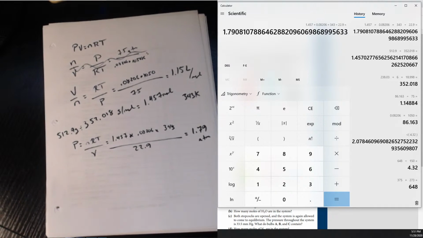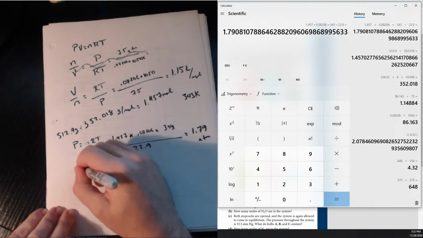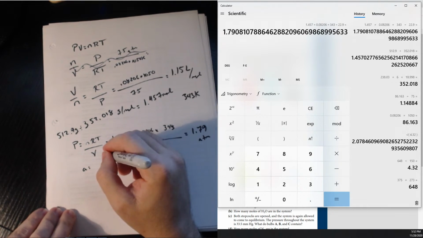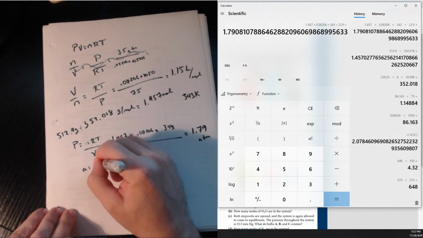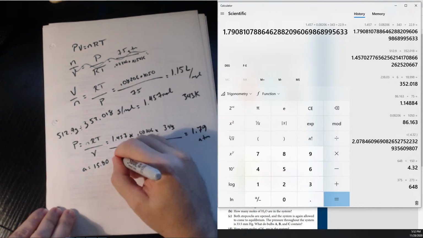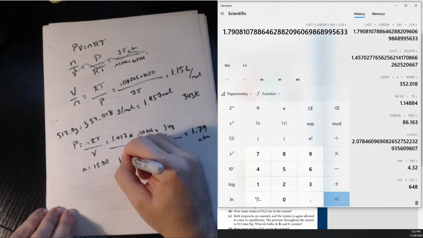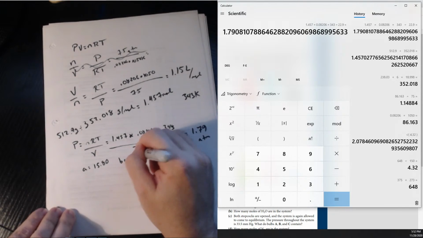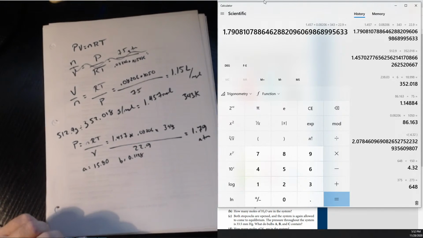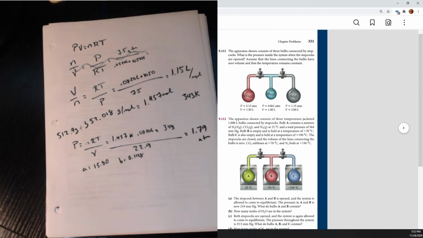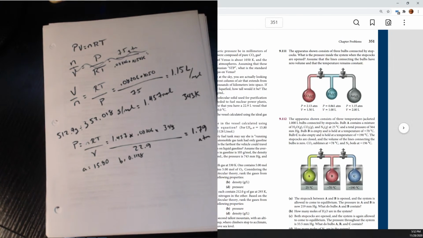What is the pressure in the vessel calculated using the Van der Waals equation? Okay, let's go ahead. I'm going to have to go back and... Okay, so a is 15.80. b is 0.1128. Now I'm going to have to go back because I don't have the Van der Waals equation memorized. Why would I? We never use it.